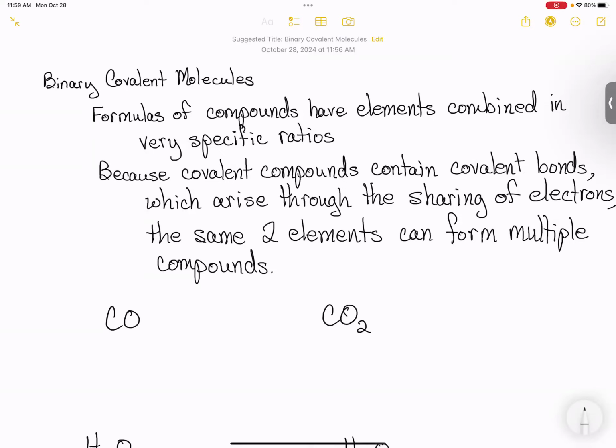Okay, folks, we're going to continue talking about the covalent molecules. So on Friday, I introduced covalent molecules. Covalent molecules contain covalent bonds. Covalent bonds arise through the sharing of electrons between two atomic nuclei. Because covalent bonds arise through the sharing of electrons, the number of molecules that the same two elements can form is substantial.